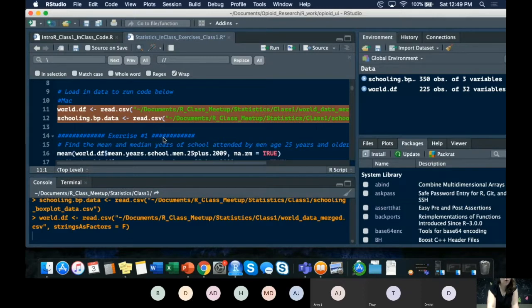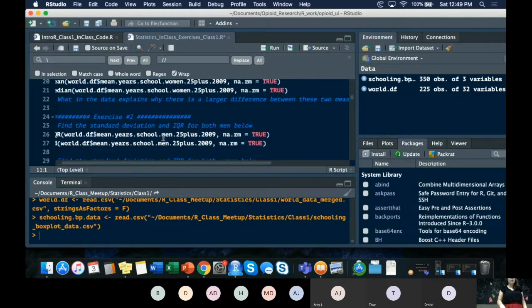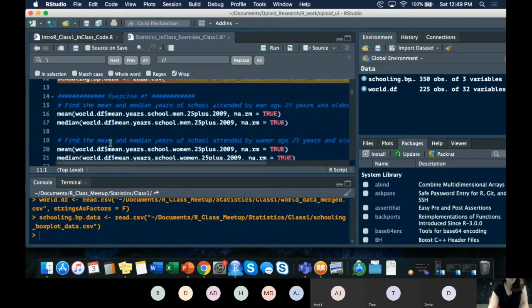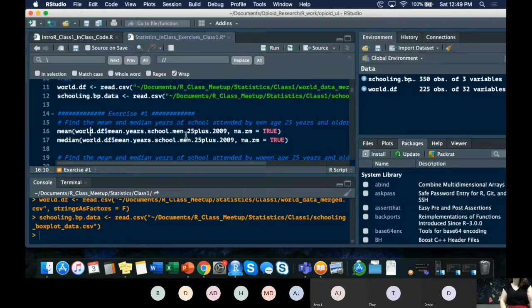But you'll see on the code down here. Okay, here we go. So I put those data sets in here. We're going to run what I just showed you. The data set that you load in there has a lot of global, by-country values. The one I'm going to have you look at here is the mean number of years of schooling that men in the world that are 25 years or older had in 2009. We're also going to look at the women.